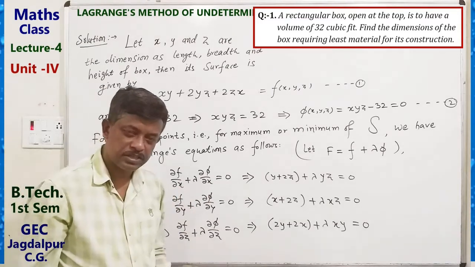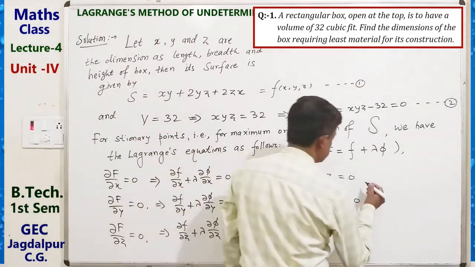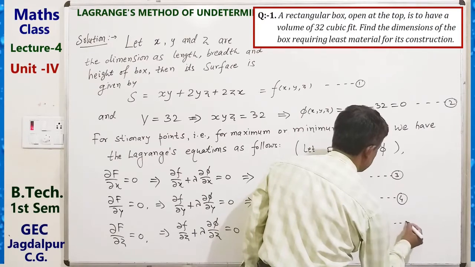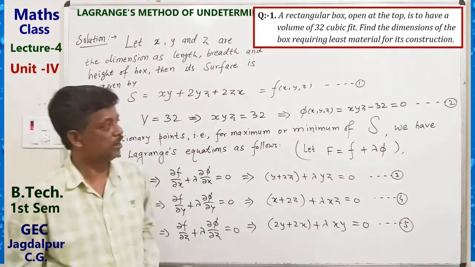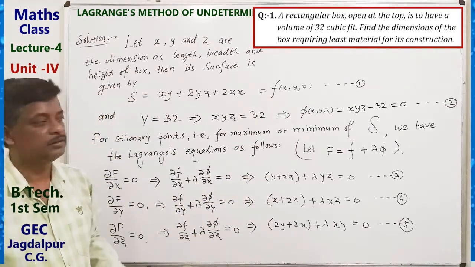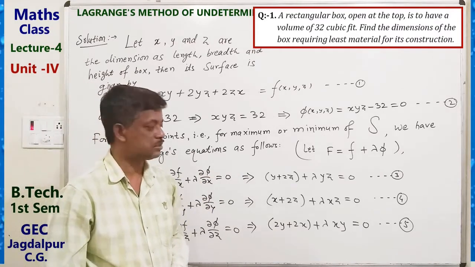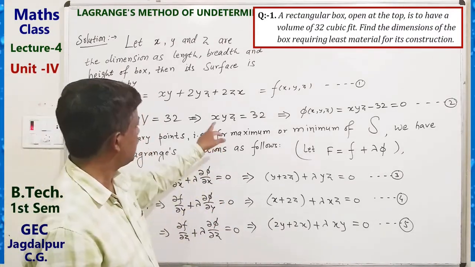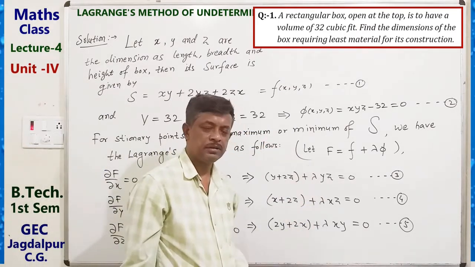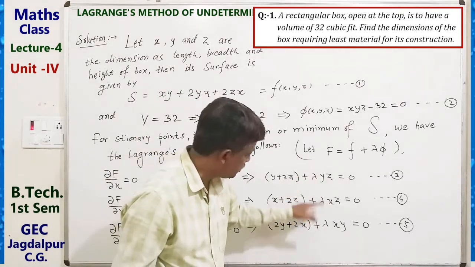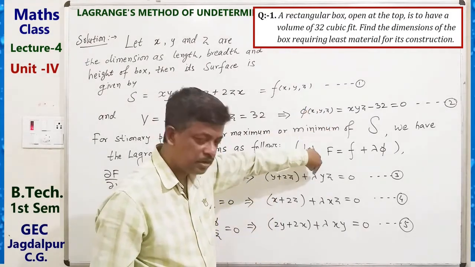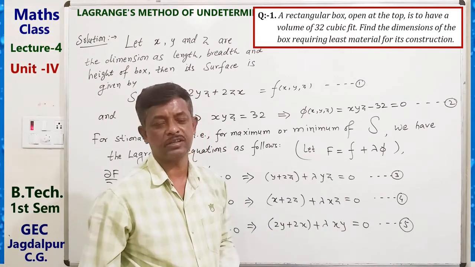Now these are the three equations, Lagrange's equations. Suppose this is 3, this is 4, this is 5. These three equations, 3, 4, 5, and the 2 given relation. Solving these relations, we can get stationary points. Solving is very simple, because here xyz equals 32. Here, what is lambda? Just find lambda from these 3 equations, put the value of lambda here, and we can get the value of xyz.